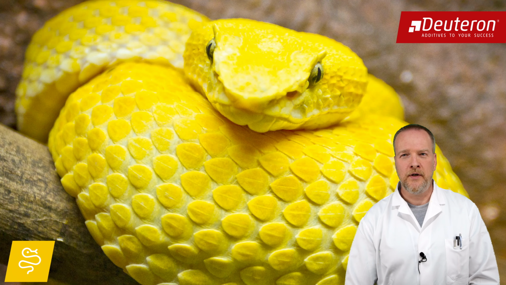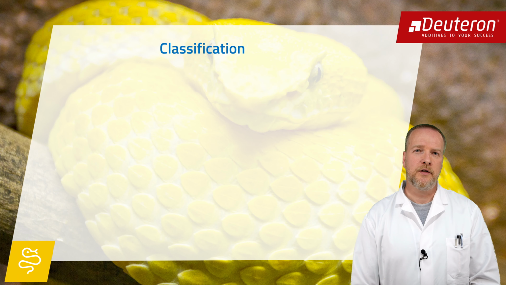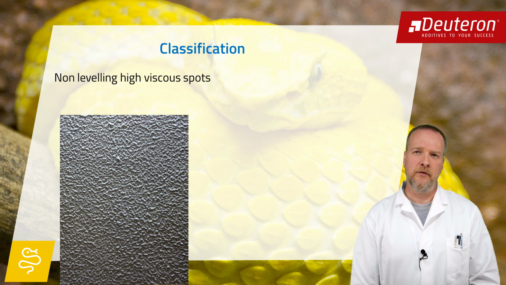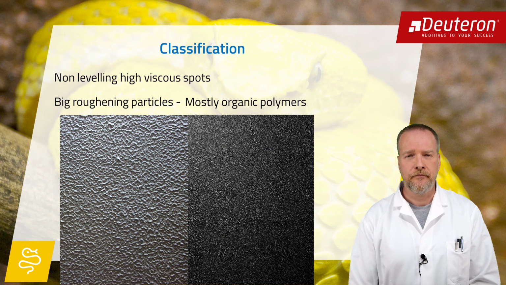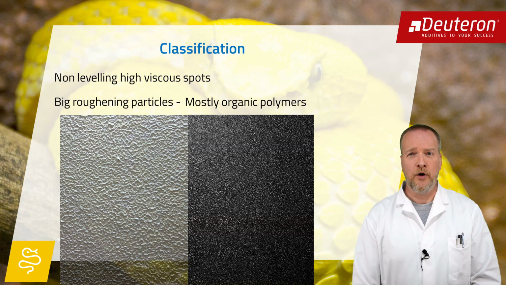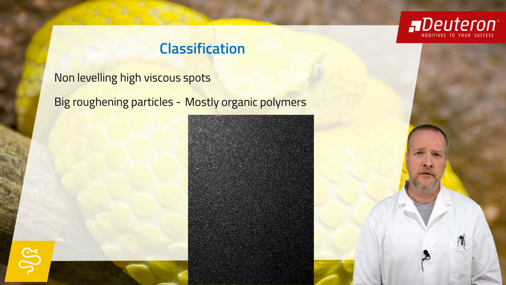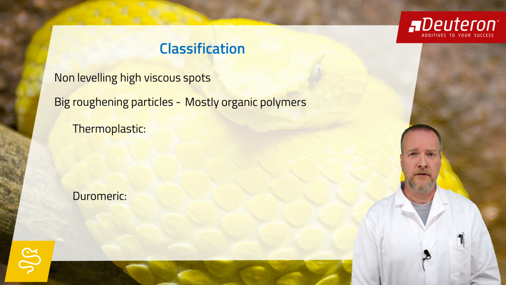Texture effects of coatings can be generated mainly in two different ways. One is coatings of high structure viscosity with remaining non-leveling lacquer spots. The other, surface structures created by big particles. The mainly used texture agents are based on organic polymers. These texturing powders can be waxes and thermoplastic or duromeric plastics.